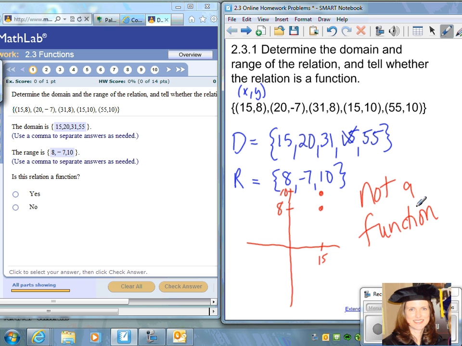And you can determine just by looking if there are any repeated x values. You want to say that the relation is not a function.